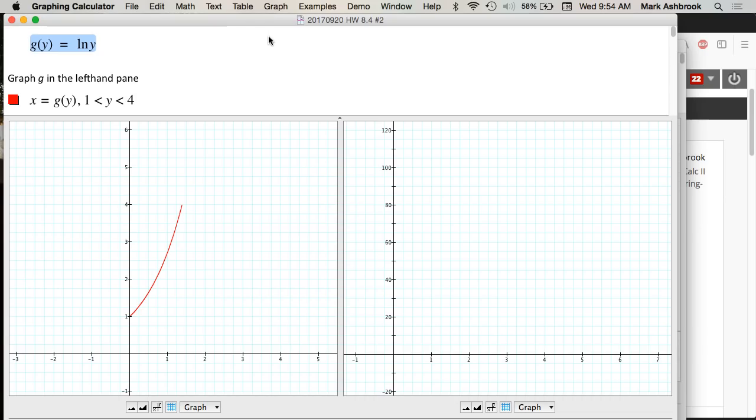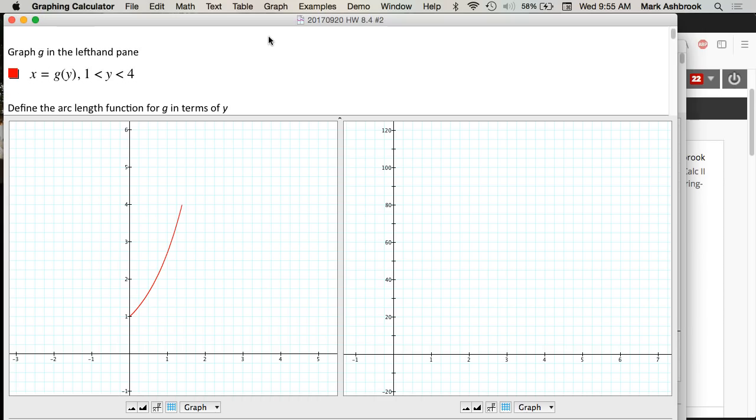All right. So here was number 2 from the first part on the arc length. So here is x equals g of y, where g of y is ln of y, and shown from y equals 1 to 4, right? Lowest y value 1, highest y value 4. Okay, so I have a series of tasks here.